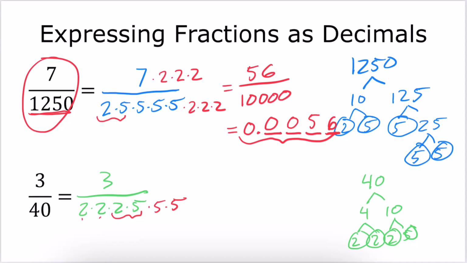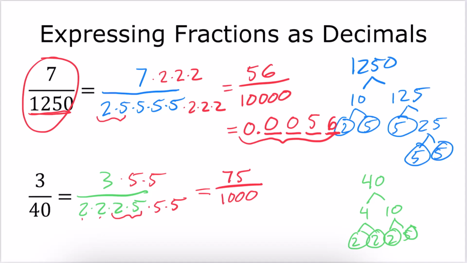So if I multiply the bottom of my fraction by 5 times 5, I also need to multiply the top. And 5 times 5 is 25. If I multiply that by 3, that's 75. And so I get 75 over 10 times itself 3 times. So that will be the number 1,000.